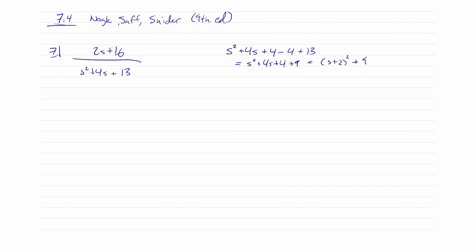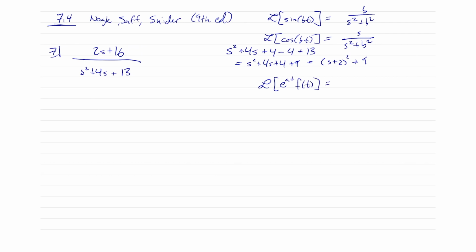For the irreducible quadratics, that's going to turn us to looking at things like the sines and cosines. So for instance, if I take the Laplace transform of sine of bt, that's going to give us b over s squared plus b squared. And if I take the Laplace transform of, say, cosine of bt, then remember that gives us s over s squared plus b squared. Now, as far as shifting, if we take the Laplace transform of e to the at times f of t, then that's going to give us the Laplace transform of f evaluated at s minus a. Okay, so we have some sort of shift going on in here.